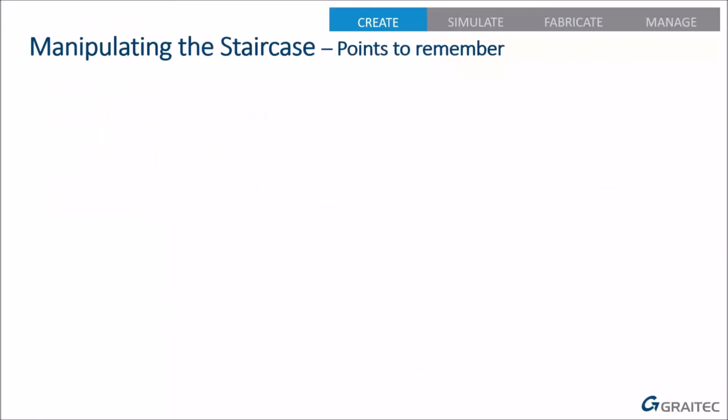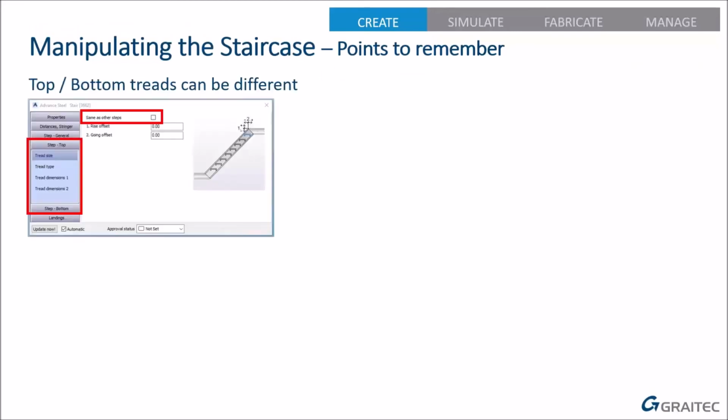So let's review what we've just seen. Some key points to remember there. Top and bottom treads in each flight can be different to all the others. You have the group here for step top and step bottom. Once you remove the tick saying same as other steps, you can adjust the shape and size of that tread. And by doing that, it gives you a lot more options for landings or how you meet up with the floor at either side of the stair.